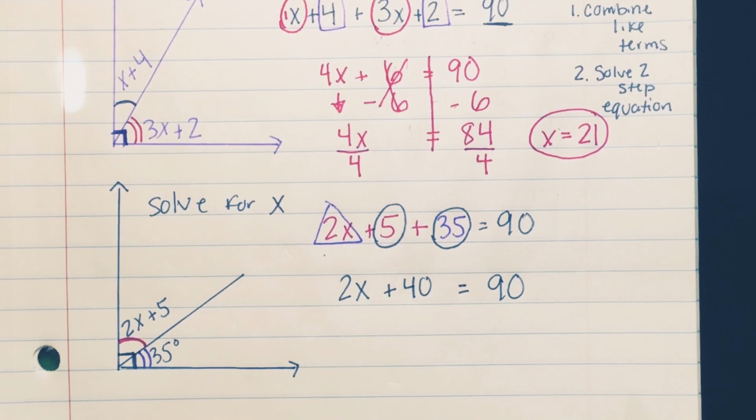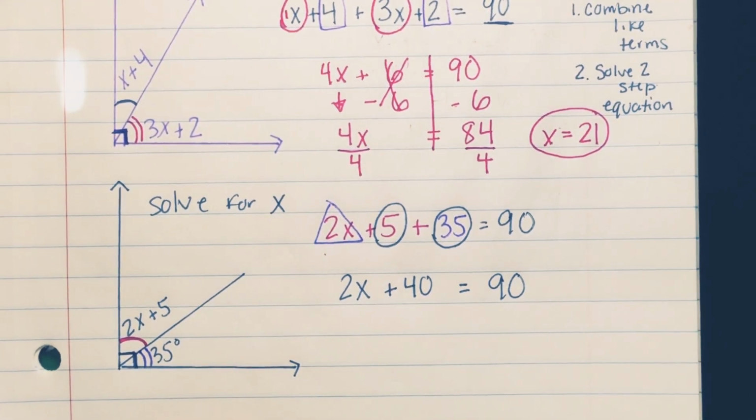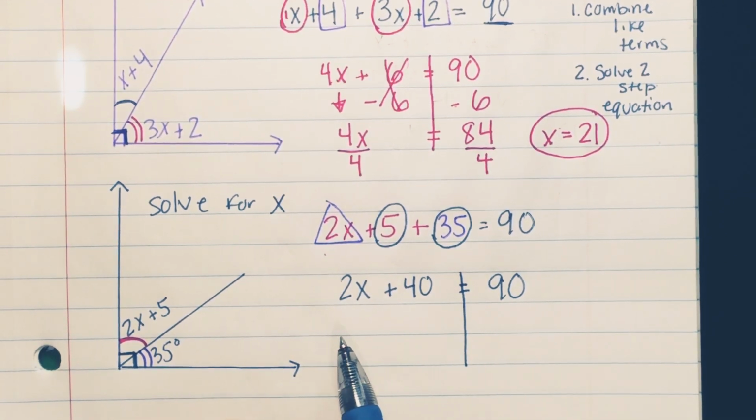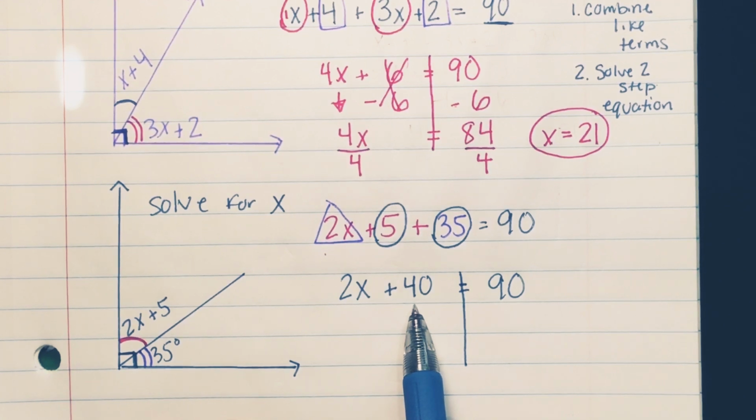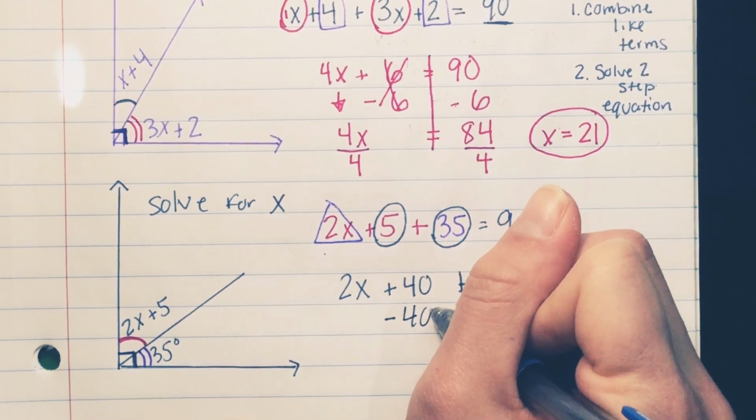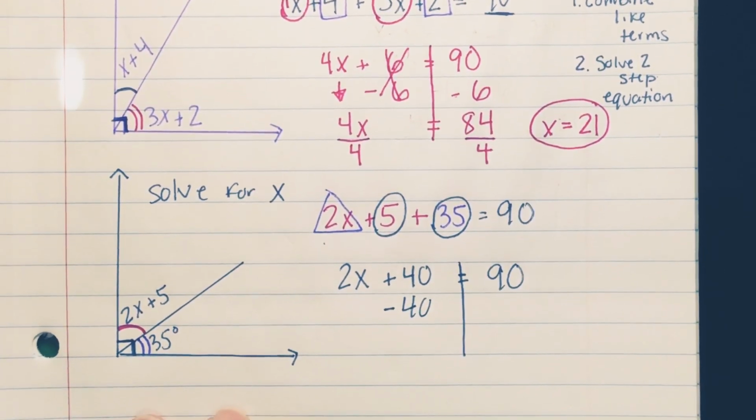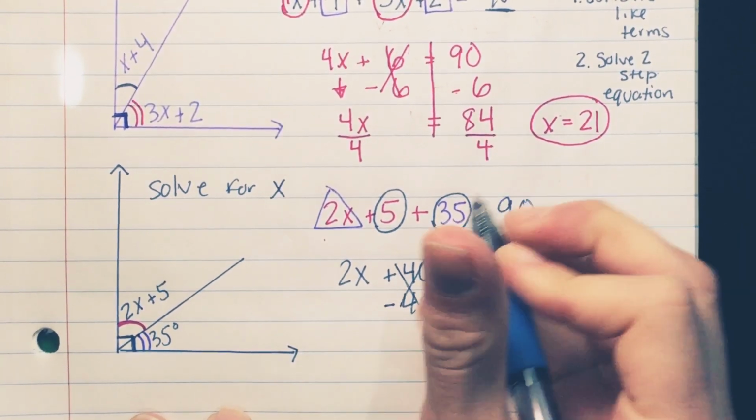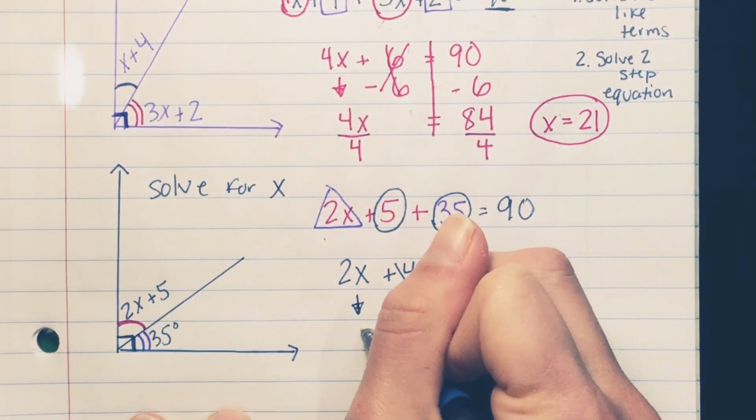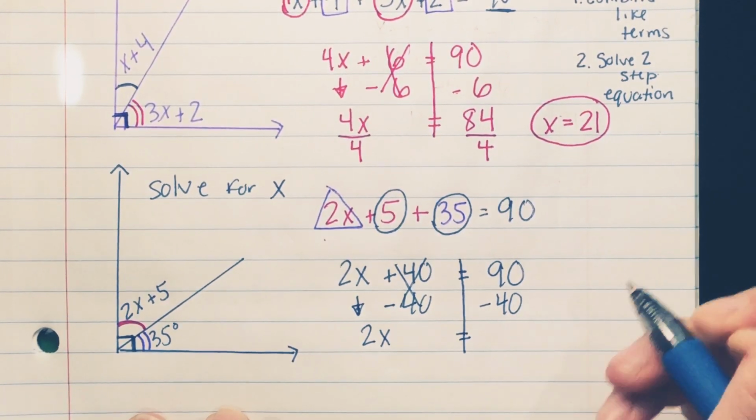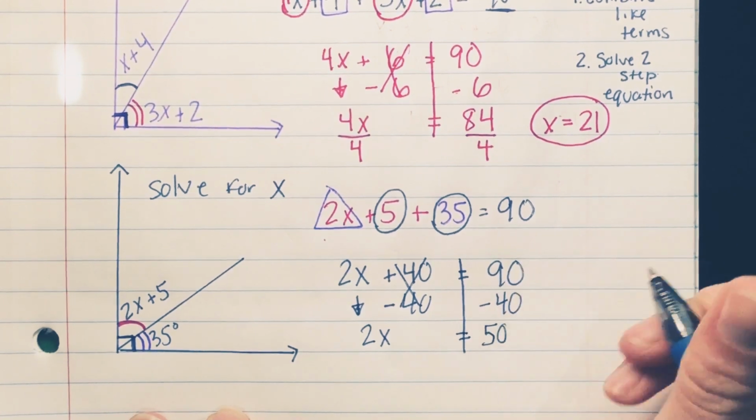All right, now we're solving a two-step equation. So we draw a line down the equal sign. We look at the number not attached to the variable. The number not attached is 40. And we perform the opposite operation. So subtract 40. And whatever we do on one side, we also do to the other. So that cancels. We are left with, and we bring down, the 2x. 2x equals 90 minus 40. 90 minus 40 is 50.